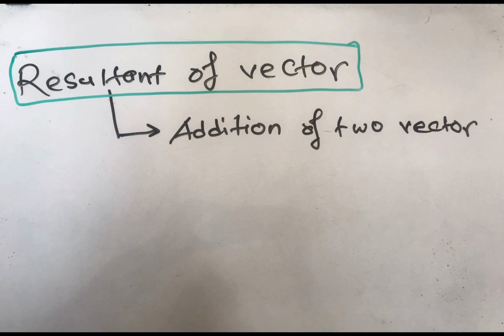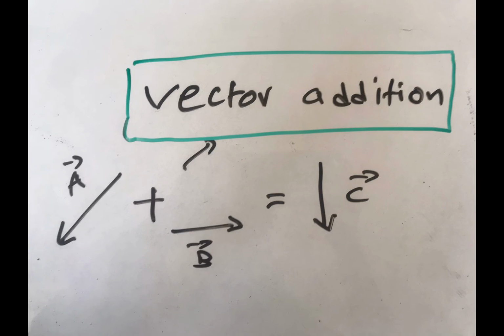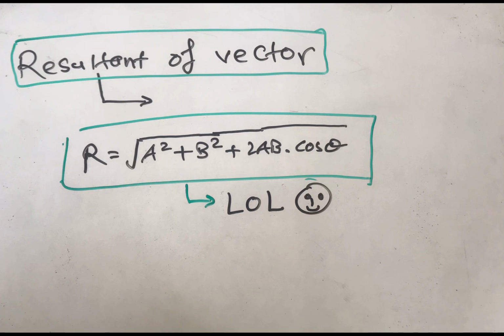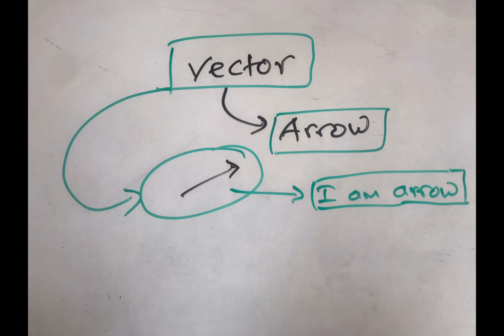Resultant of vectors is the addition of two vectors. As previously, we add vector a and vector b to make vector c. Here, vector c is the resultant vector of a and b. As we all know now, addition of two vectors is addition of two arrows. Magnitude of the resultant vector is the square root of a squared plus b squared plus 2ab cos theta, which is totally irrelevant. LOL. At the end, a vector is just an arrow.